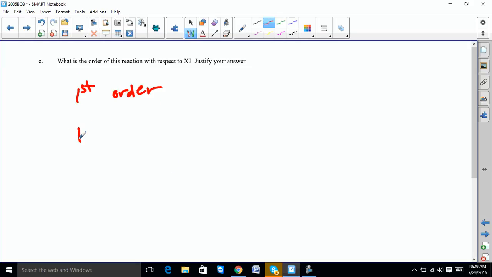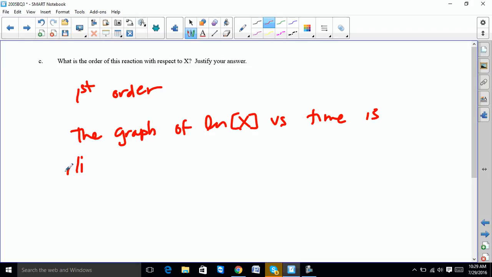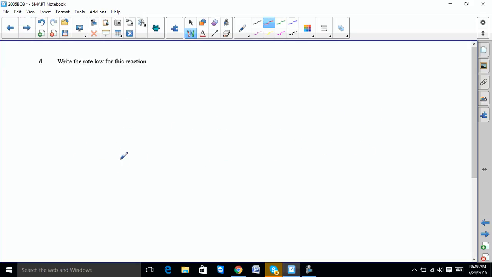Why? Because the graph, and remember how we title graphs in chemistry, it's Y versus X, of the ln of X versus time is linear. So it is first order. That's why they gave you those graphs, that easy. What is the rate law? Well, order means exponent. So the rate law is k times the concentration of X to the 1 power. That easy. What's the rate constant?